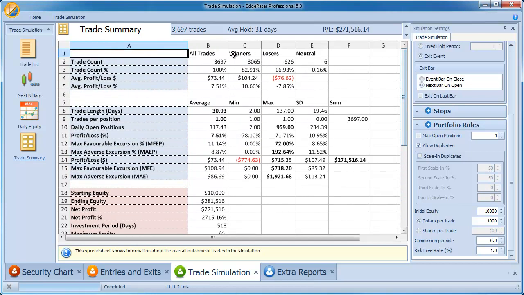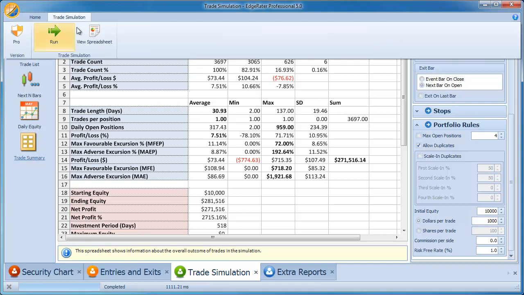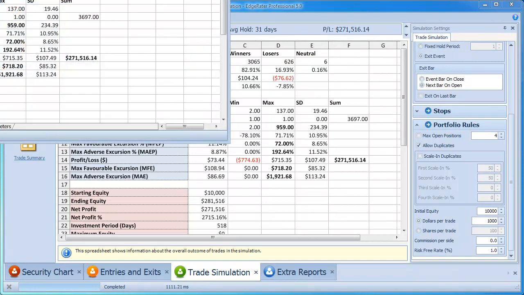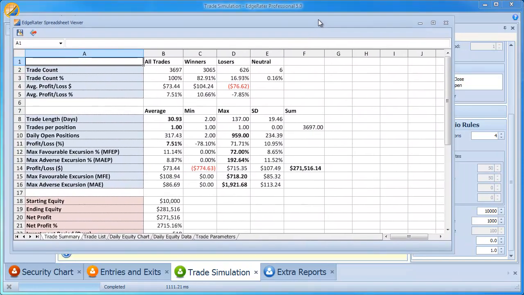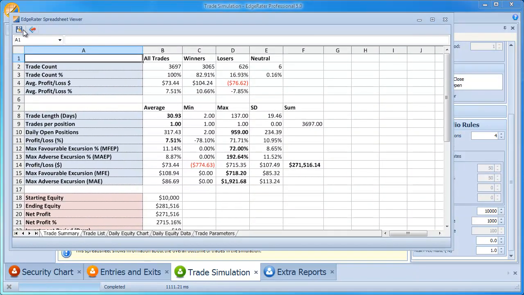This report looks like an Excel report. It is actually an Excel report. You can open this up in Trade Simulation. You can say View Spreadsheet. This will open up a separate window with a separate spreadsheet viewer, and you can then go ahead and save this as an Excel report. So then you can open it up within Excel and once you're in Excel you can do your own calculations on that data too, so that can be quite handy.